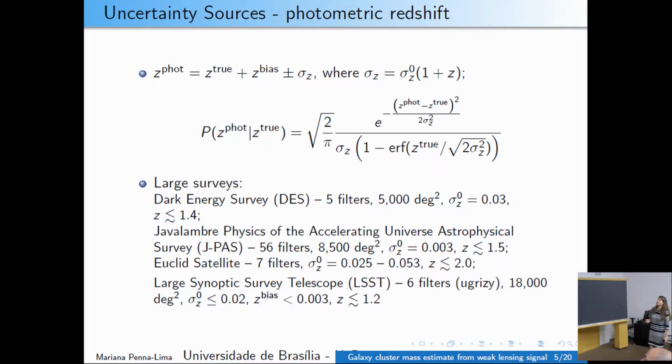The Euclid satellite will use 7 filters, and they expect this standard deviation, and they expect to measure galaxy clusters up to redshift 2. And LSST, which will use 6 filters, expects this standard deviation for the photometric redshift, remember that you have to multiply by this factor, and a small bias like this, okay? And we expect to observe galaxy clusters up to redshift 1.2, okay?